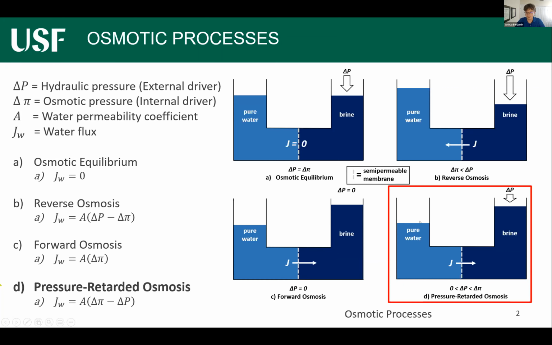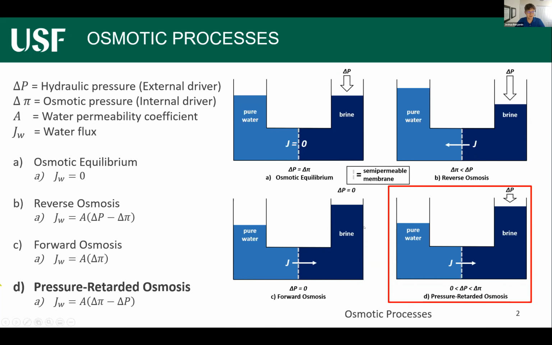And the final one that we're going to be talking about in this talk is pressure retarded osmosis, which is where you have a hydraulic pressure and an osmotic pressure, but the hydraulic pressure is less than that osmotic pressure, so you still have the pure water flowing into the brine side. And since that brine side is pressurized and it's a constant volume, this creates an extra pressurized flow that you can then harness and send through a turbine.